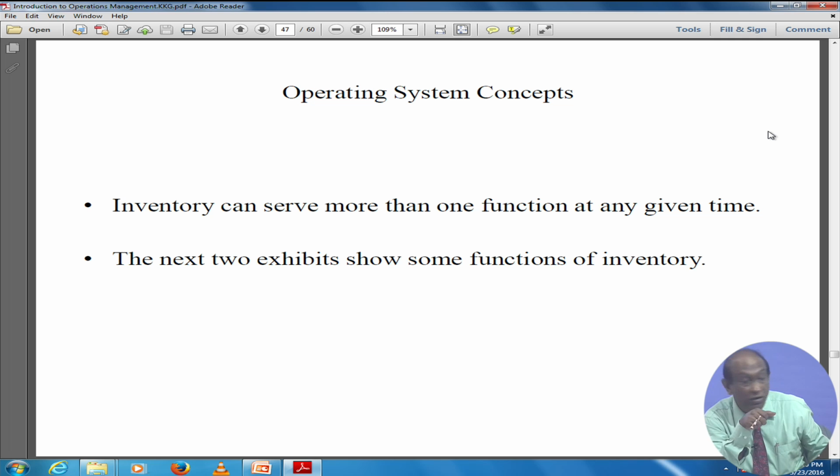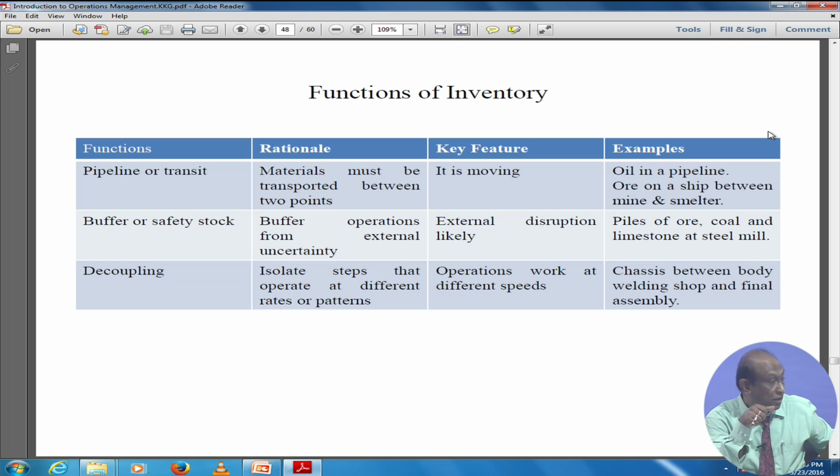The next 2 exhibits of mine show some functions of inventory. Let us see. There is something called pipeline inventory, there is something called buffer or safety stock, and something which is called decoupling. Buffer stock or safety stock, as you know, is the extra stock that you keep in hand, so as to guard against the fluctuations in the consumption pattern as well as the fluctuations in the lead time. What is lead time? Lead time is the difference in time between placement of an order onto your supplier and the actual receipt of it.